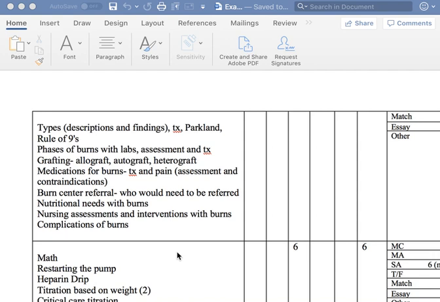Heart. Yep. So what are you going to put them on? Telemetry and get an EKG to make sure that there's no conduction issues with the heart. Absolutely.